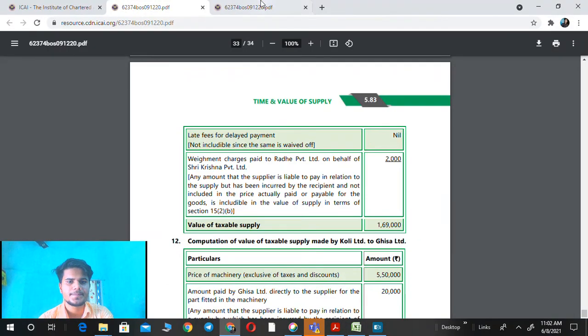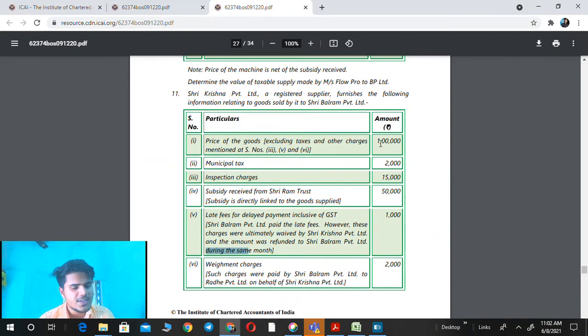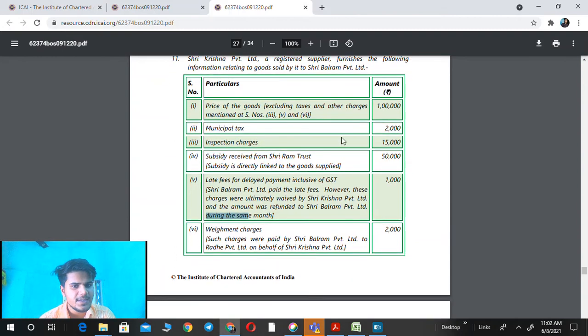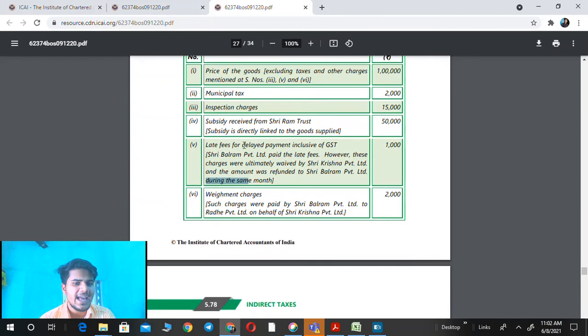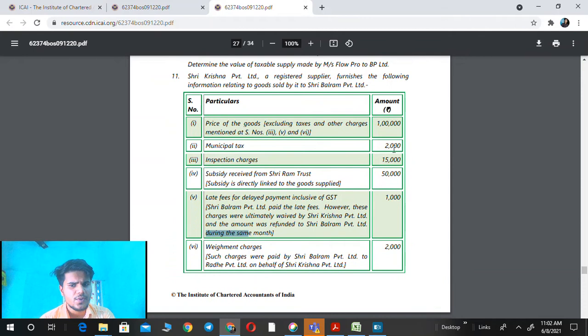Question number 12. So please, I again repeat, the price of the goods is 1 lakh rupees. And municipal taxes should be part of the transaction price, inspection charges should be part of the transaction price, and the subsidy received from the Sri Ram Trust is directly linked to the goods supplied and not received from the central or state government, so it should be part of the transaction price. So 1 lakh plus 2,000 plus 50,000 plus 50,000. And late fees here are notional, not actual, so they should not be part of the transaction price, and payment charges should be part of the transaction price. So 1 lakh 2,000 and 1 lakh 17,000, 1 lakh 17 plus 50, 1 lakh 67, plus 2,000, 1 lakh 69,000.